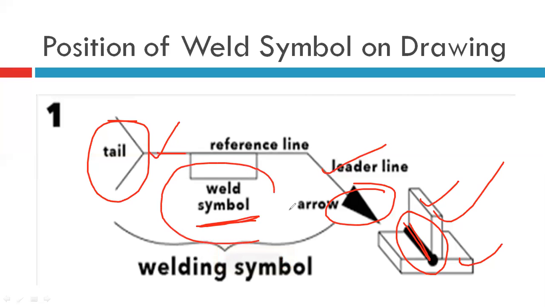So the weld symbol should be here, below the reference line, right? So above the reference line and sometimes below also we are showing. But try to remember where it is. On both sides of a reference line, the welding symbols are given, along with the arrow and leader line. Try to understand these things, right?